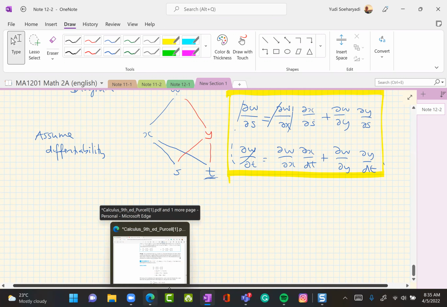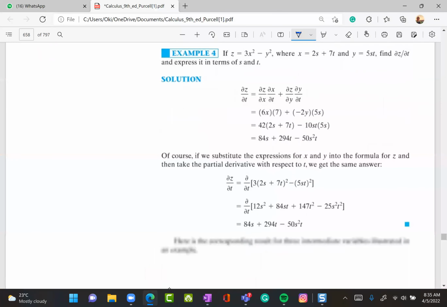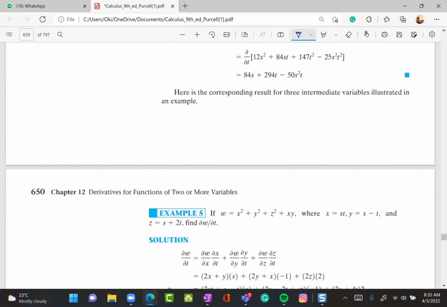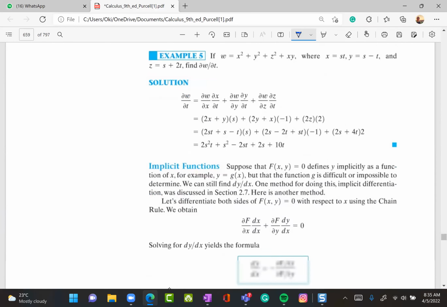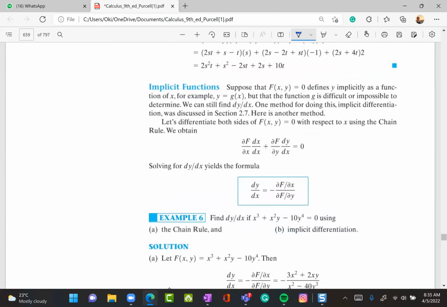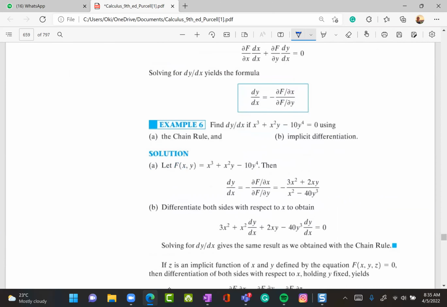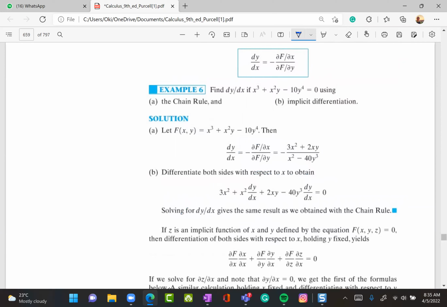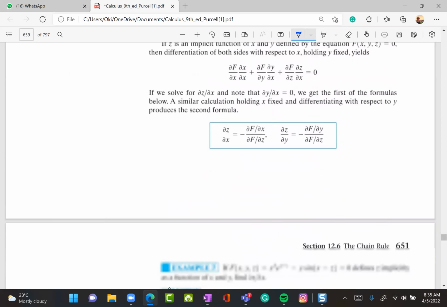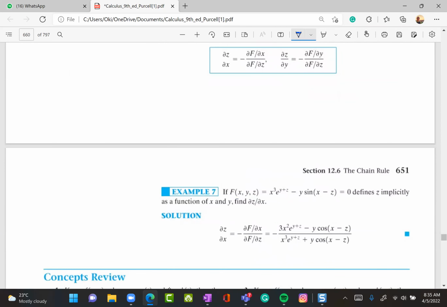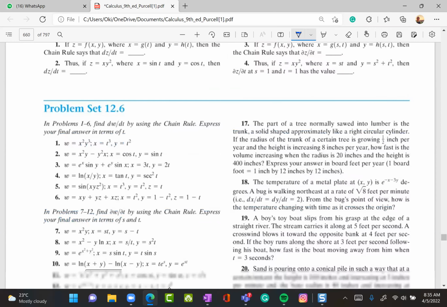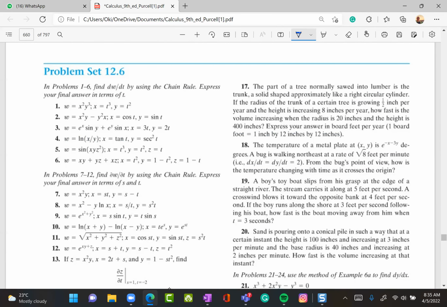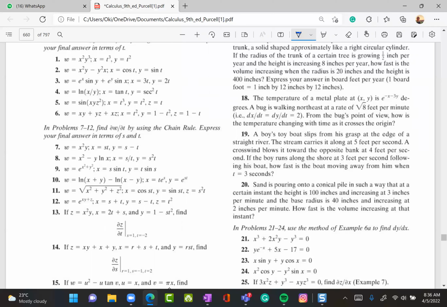Let's pick some example from the exercise. Implicit functions we will do later on. For example, here, number 13.